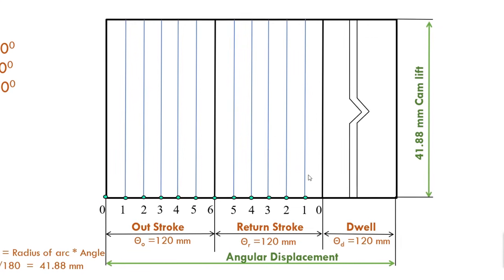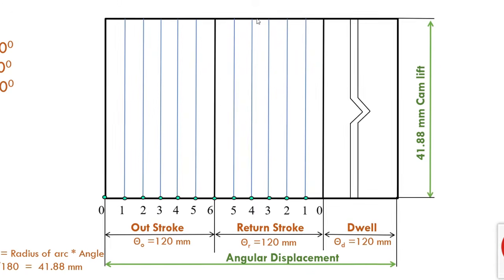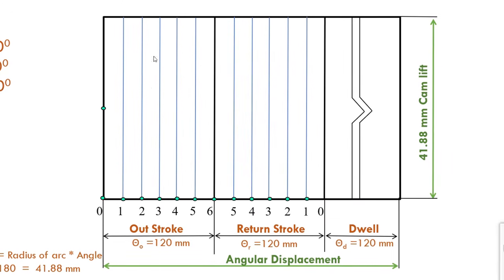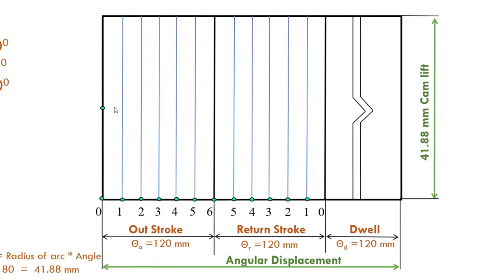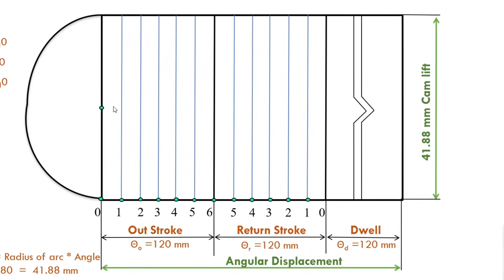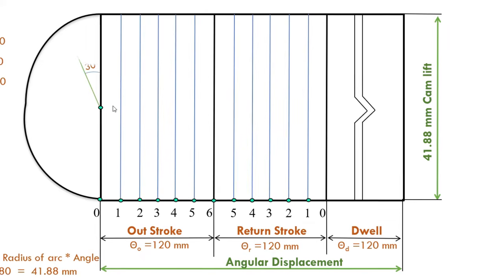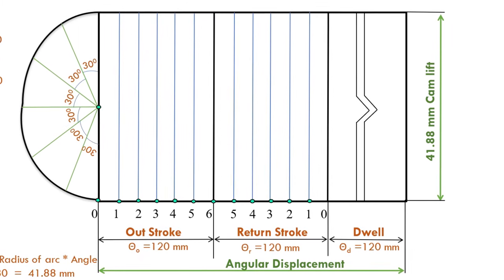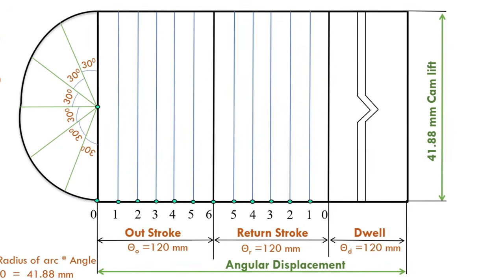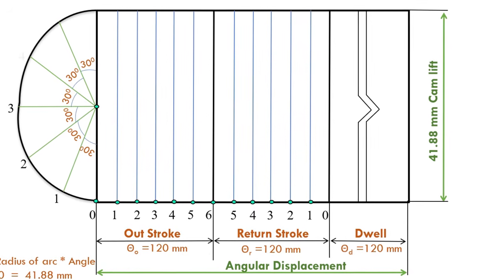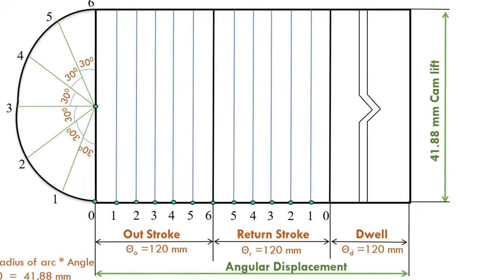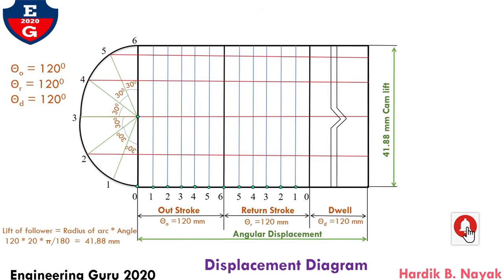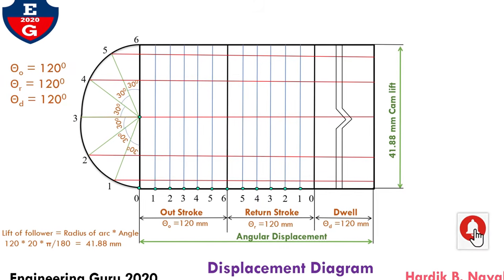Now we will draw the simple harmonic motion diagram. First mark the midpoint. From here I will draw one semicircle, then divide it into 6 equal parts with light lines, taking each angle as 30 degrees, and give notation 1, 2, 3, 4, 5 and 6. Then draw light projected horizontal lines through all points.